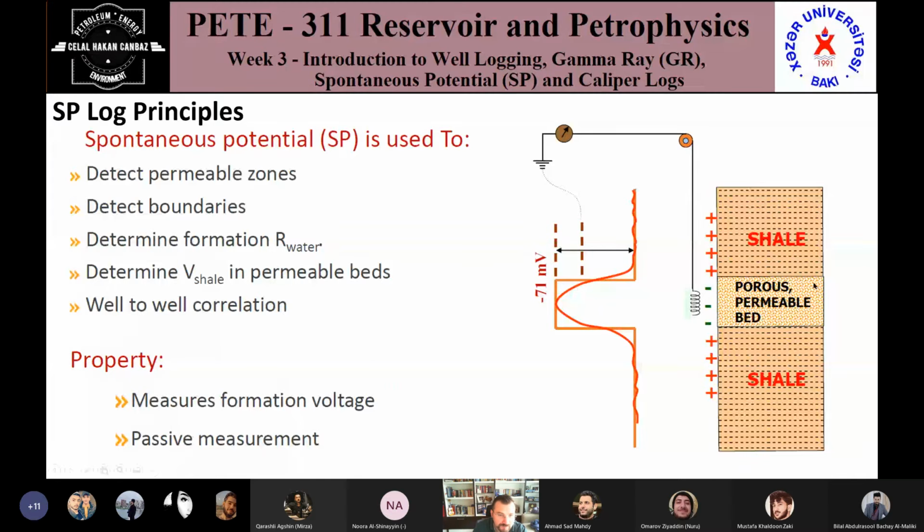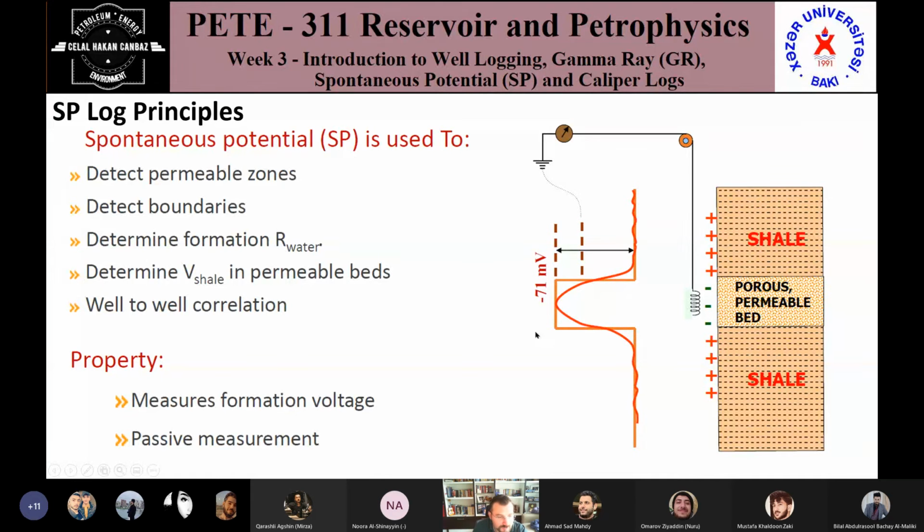So basically, the spontaneous potential log is used to detect the permeable zones, to detect the boundaries, to determine the formation water resistivity, to determine the shale volume in permeable beds, and for well-to-well correlation. I mentioned well-to-well correlation previously. The tool measures the formation voltage, and it is a passive measurement.